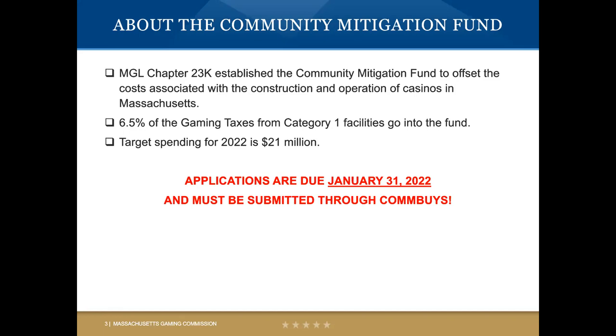So 6.5% of the gaming taxes from the Category 1 facilities go into the fund, and the Category 1 facilities are, of course, MGM and Encore. And this last point, I think, is very important here. The target for spending for 2022 is $21 million. That is up substantially from what we had available last year. Last year, we went out with $12.5 million.